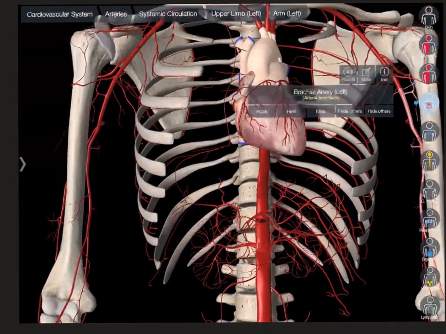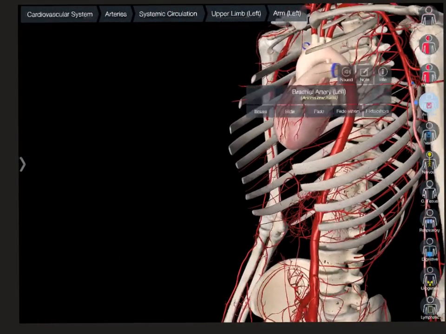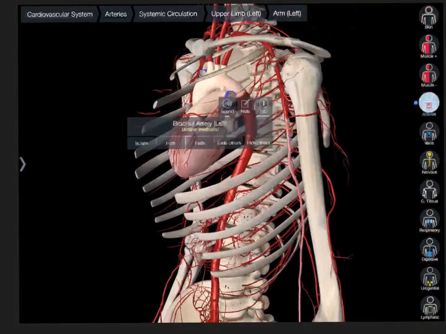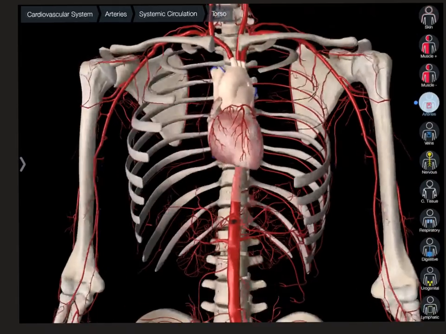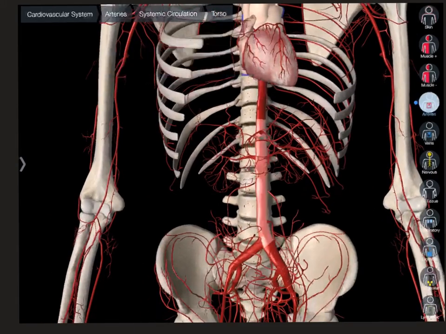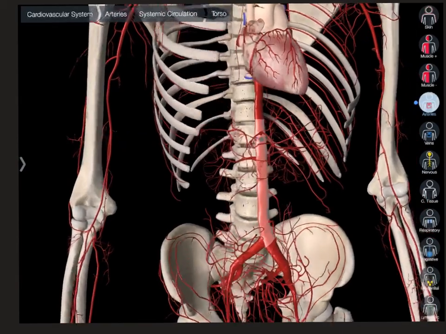Now let's travel inferior to the heart. So I wanted to show you this view. Here is a posterior view of the heart. You can see how that aorta travels down. Right here, it's known as the thoracic aorta because it's in that thoracic cavity. But as it passes that imaginary diaphragm right here, it now changes to the abdominal aorta. So there's the abdominal aorta.